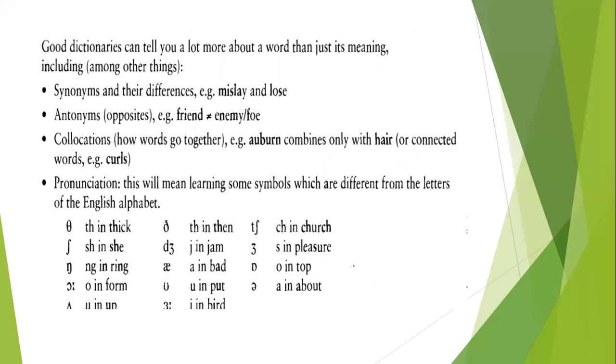Good dictionaries can tell you a lot more about a word than just its meaning, including, among other things, for example, synonyms and their differences, mislead and lose, antonyms, the opposites of the words friend, enemy, collocations with this word, how words go together. Auburn combines only with hair, auburn hair, and so on. And the next feature is pronunciation. This will mean learning some symbols which are different from the letters of the English alphabet.